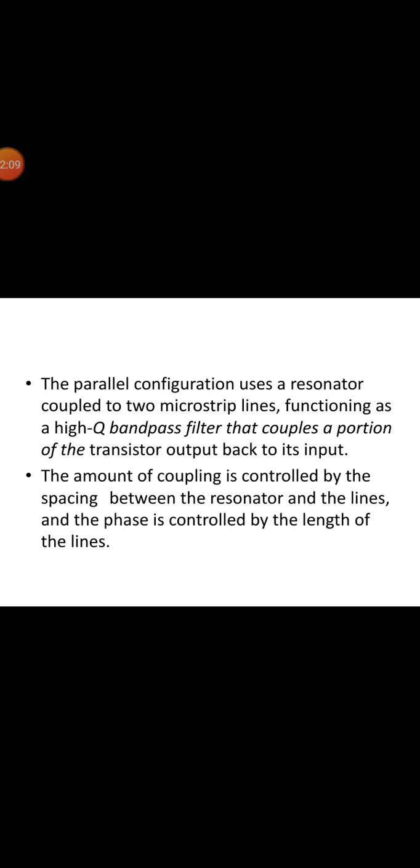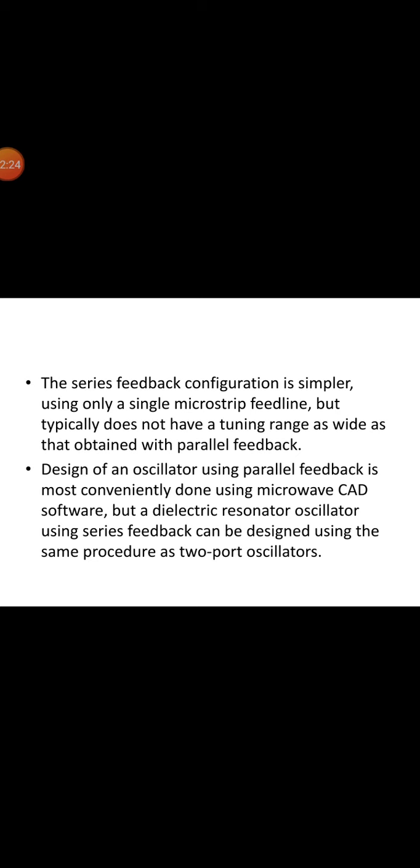The parallel configuration uses a resonator coupled to microstrip lines functioning as a high Q bandpass filter that couples a portion of the transistor output back to its input. The amount of coupling is controlled by the spacing between the resonator and the lines, and the phase is controlled by the length of the lines. So the series feedback configuration is simpler, using only a single microstrip feed line, but typically doesn't have a tuning range as wide as that obtained for the parallel feedback.